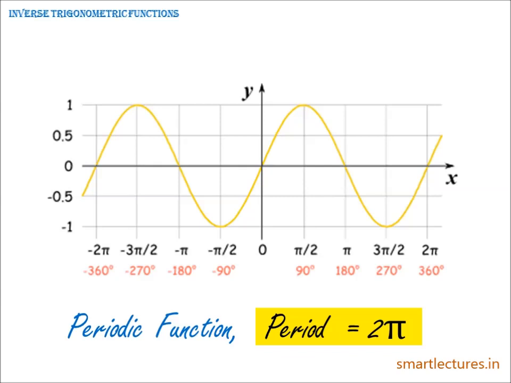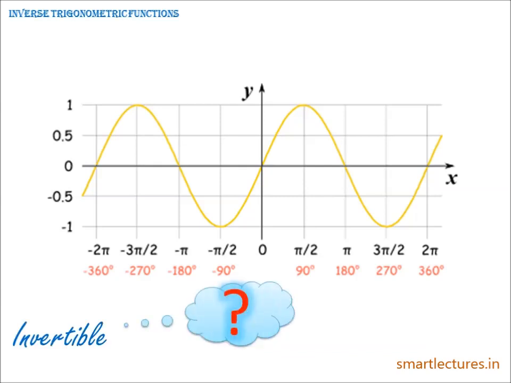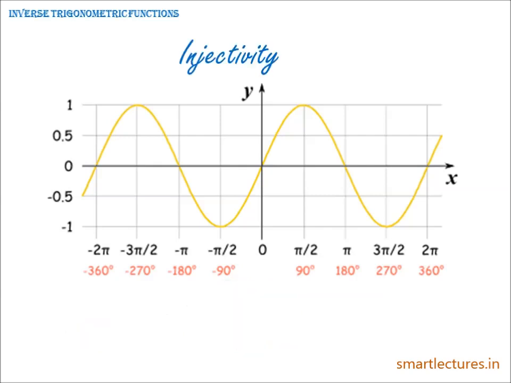And now to find the inverse of sine function, first of all we shall check whether this is invertible. Now the given function will be invertible if it is injective as well as surjective. Now let's first check whether it is injective or one-to-one function.